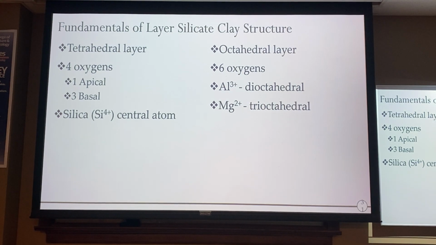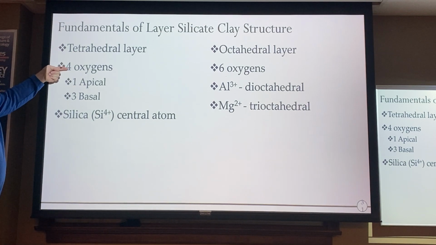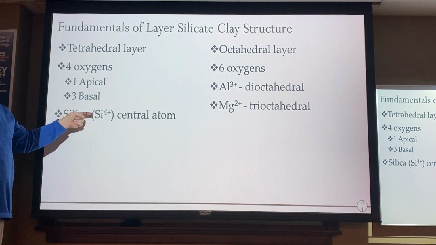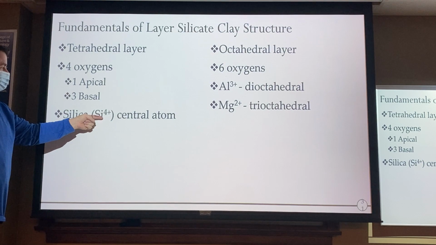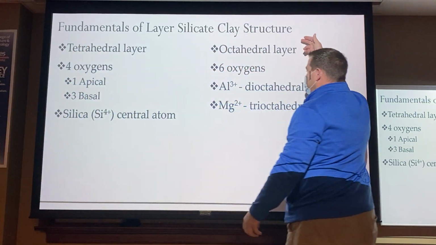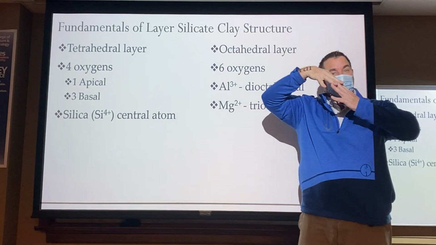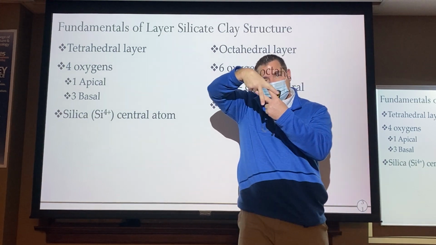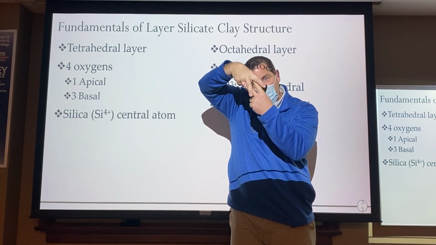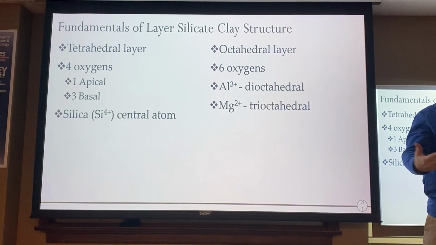Each of these silicate clay structures is made up of two layers, one being the tetrahedral. So we have tetra, meaning 4. You can think about that silica 4+ is typically the central ion, or the atom. And then in the octahedral layer, you'll see in just a moment that we have 6 oxygens, so it's basically 2 tetrahedron that are kind of bound together, overlapping each other, with aluminum or magnesium as the central ion.